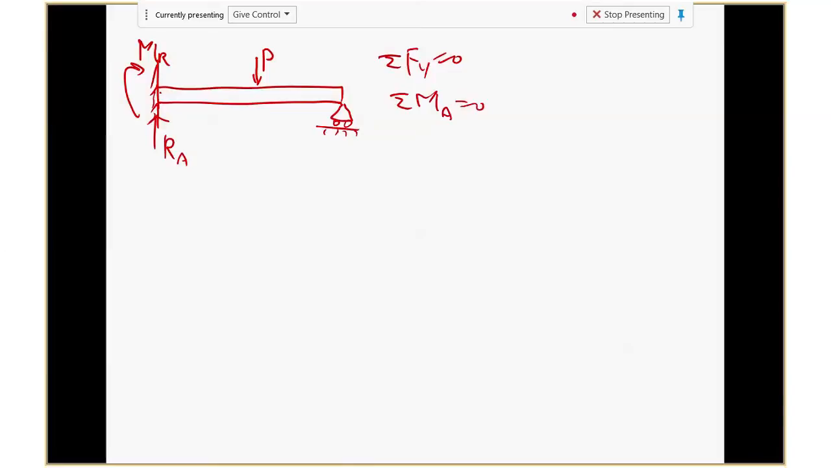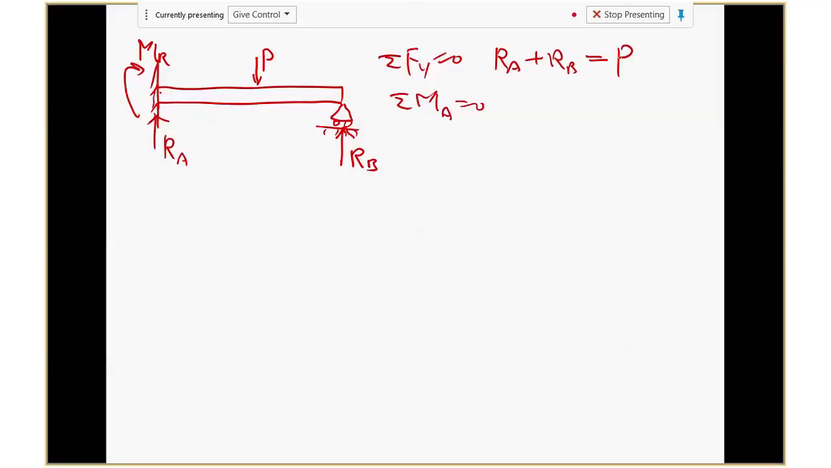Okay, now is this determinate or indeterminate? Maybe it's still determinate. Let's find out. So what do you apply here? What's the reaction here? You're going to have an RB here, right? Now what's your equation of equilibrium? You still have 2 equations because we're talking about 2D, right? Sigma Fy equals 0. So you're going to have Ra plus Rb equals P. That's 1.